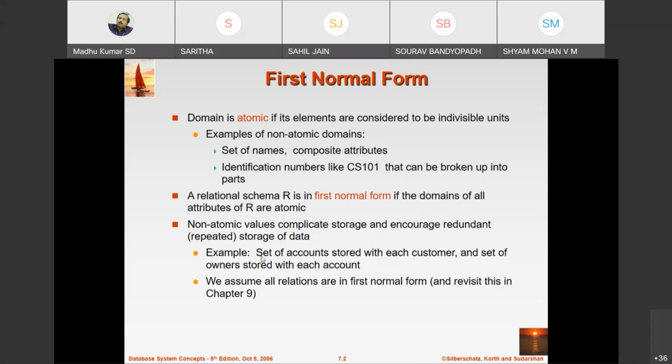By the set theoretic definition, all individual values should be atomic only. Non-atomic values complicate storage and encourage redundant or repeated storage of data. As an example, if you have a set of accounts stored with each customer and a set of owners stored with each account, that will become complicated. For example, in an account you have a set of customers, or with every customer you have a set of account numbers, and that will be an issue in the database implementation. So that is actually not allowed.